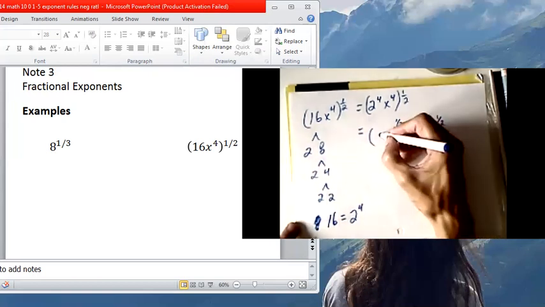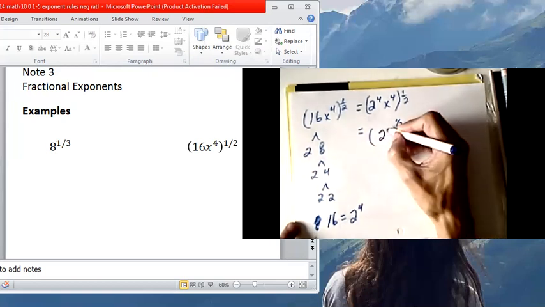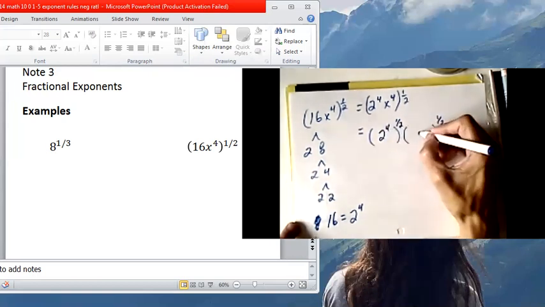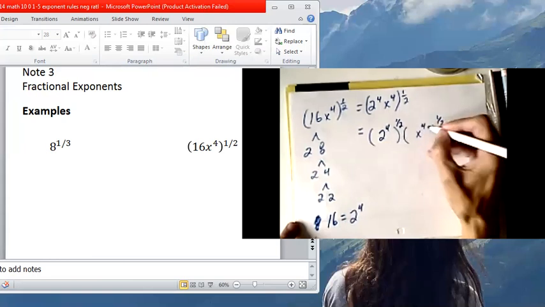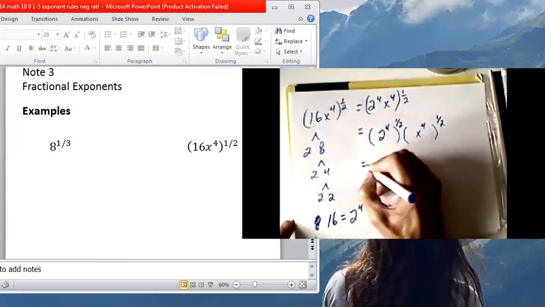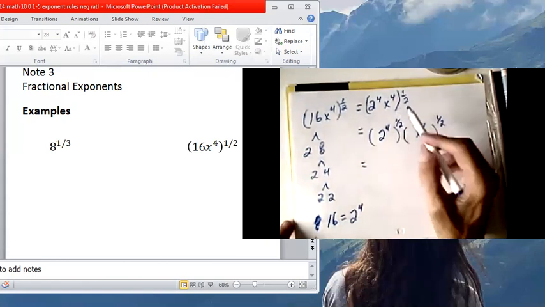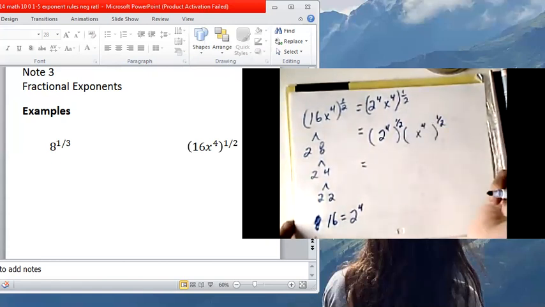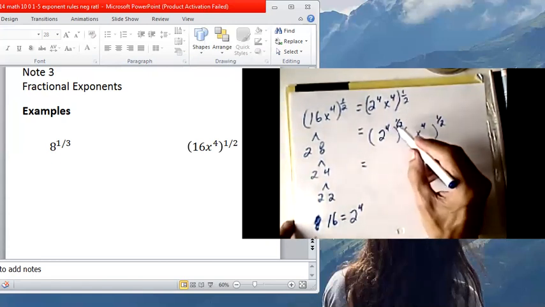Well, let's put these in there. That's a 4. That's x to the 4. Okay, so we use the exponent on each thing inside. Now we do the multiplying because we have exponent, bracket, and exponent there.